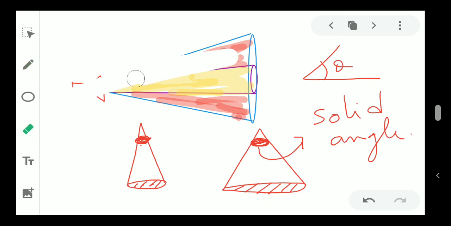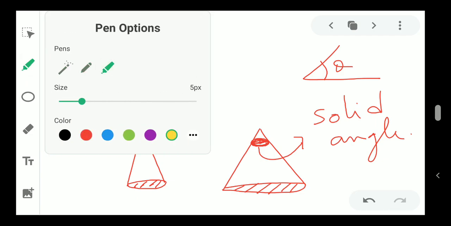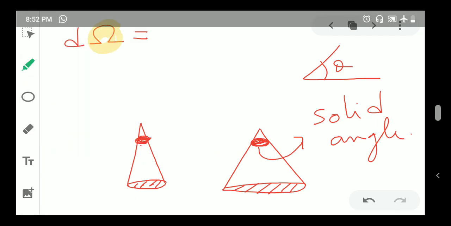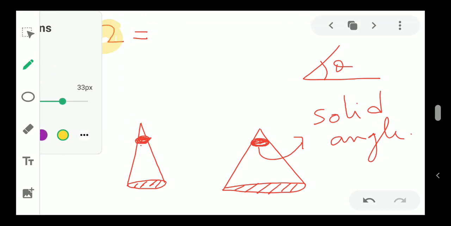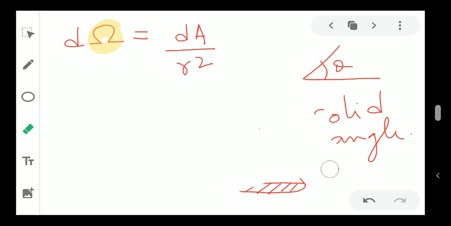Now let me tell a little bit about solid angle. There is one formula for solid angle. Solid angle is denoted by this symbol, omega. The formula for solid angle is d omega equals dA by r square. This formula is similar to the 2D angle. How? I'm just telling you.